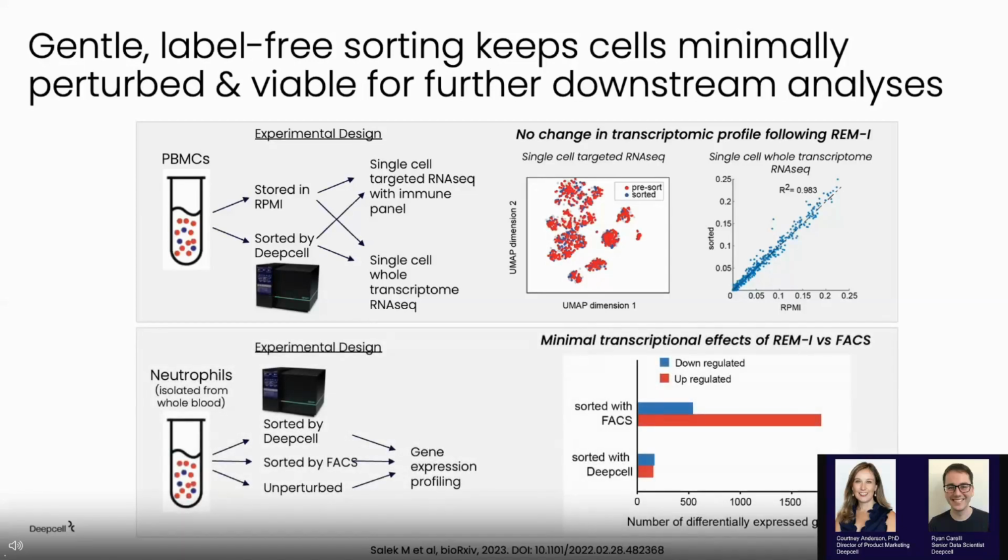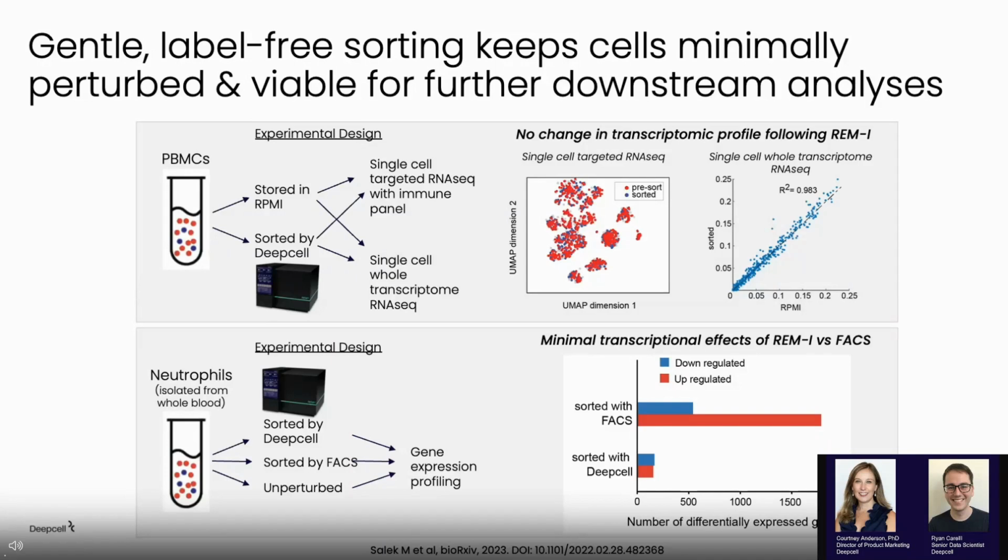We also compared the effects of REM I on cells to that of traditional FACS. Here, human neutrophils were first isolated from whole blood and then split into three conditions: unperturbed, stained and flow sorted by FACS, and unstained and unlabeled and sorted by REM I. These cells were then lysed for bulk gene expression profiling by RNA sequencing.